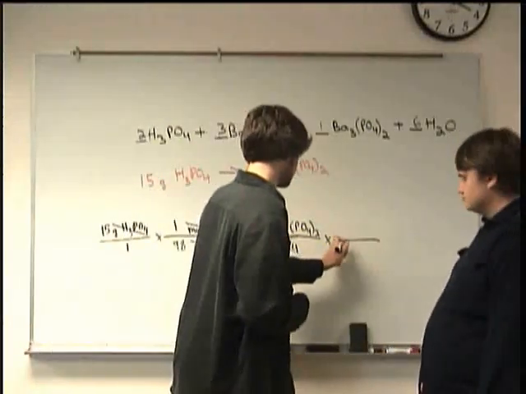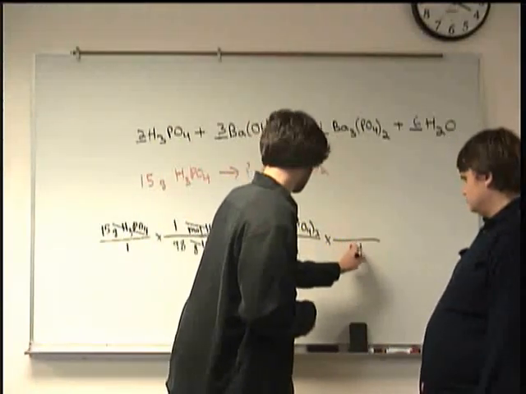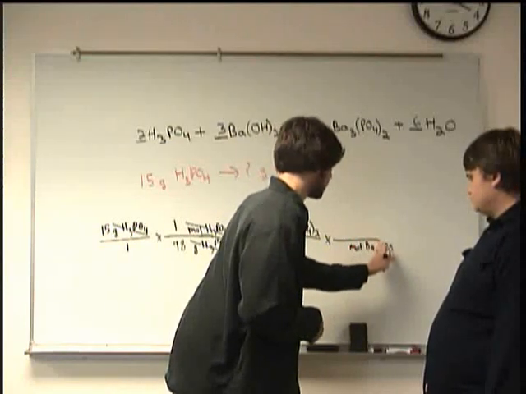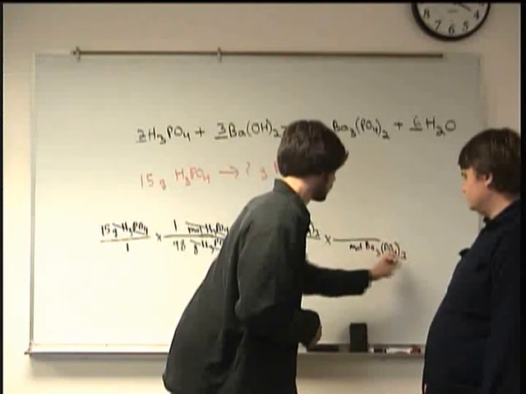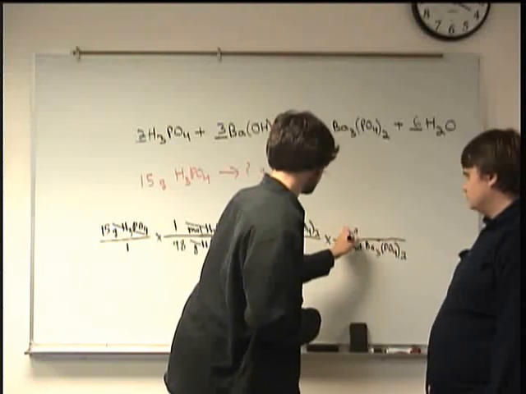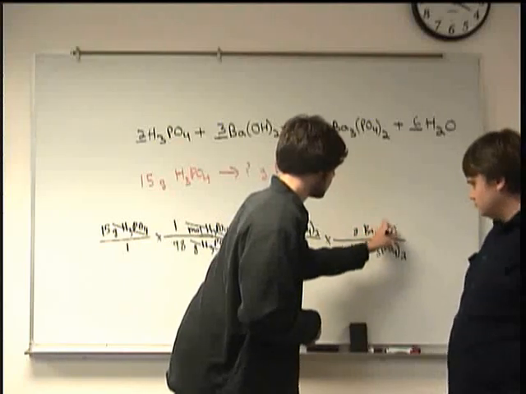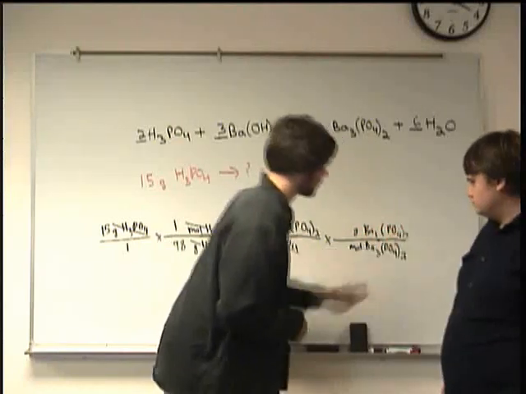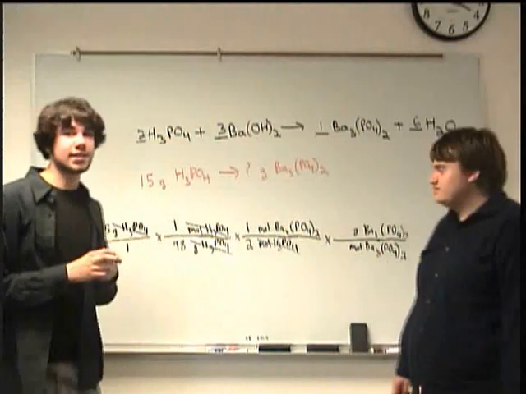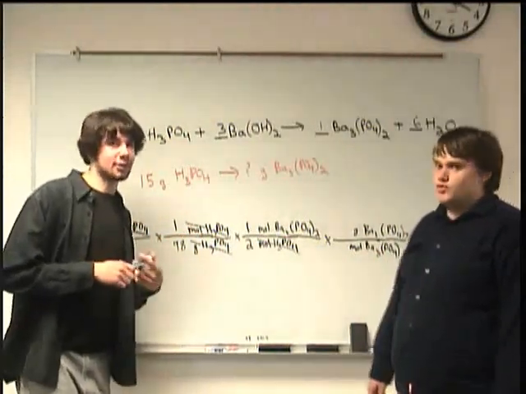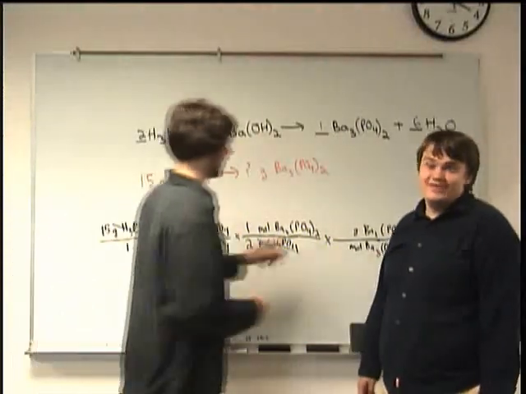Okay, so back to this. We have moles of the barium phosphate down here, because we're trying to cancel it out, right? That's right. Which means we're going to stick the grams up here. Ba3(PO4)2. That's a bunch of stuff. How much does that weigh? That weighs 601.9 grams.